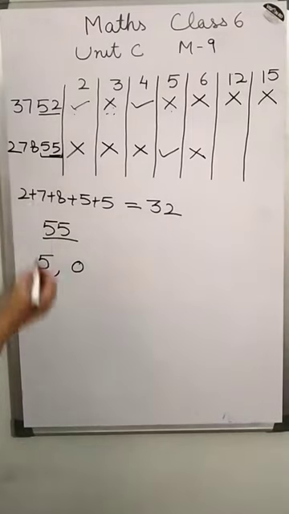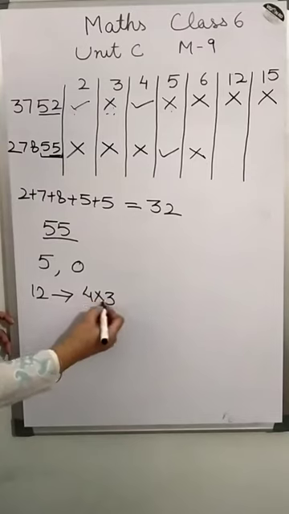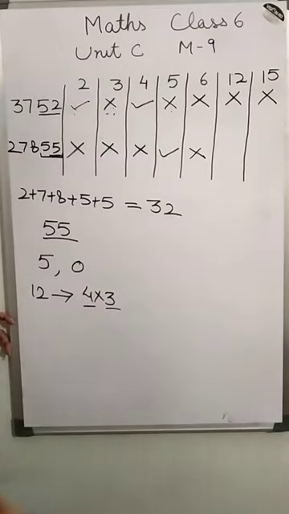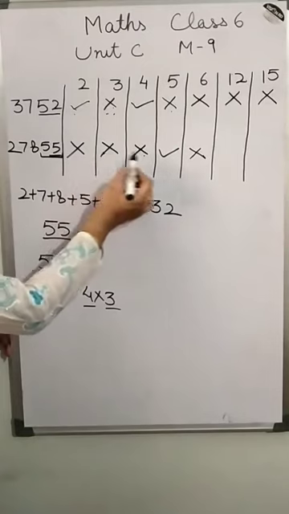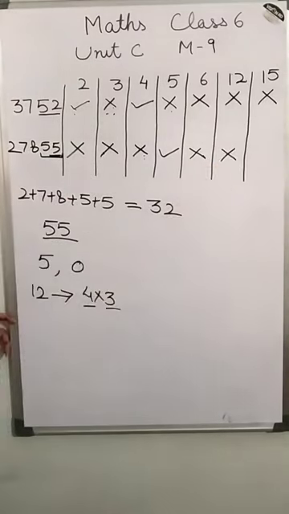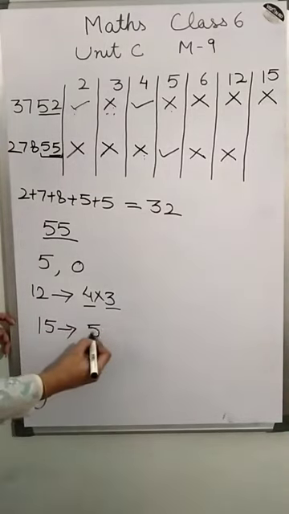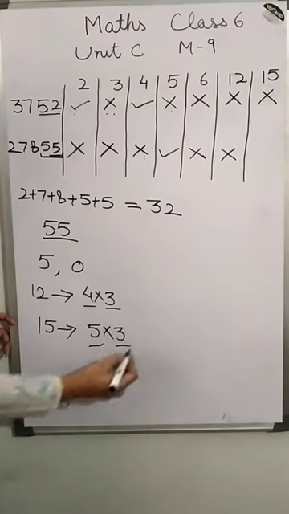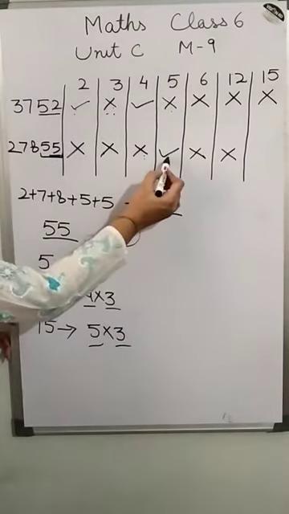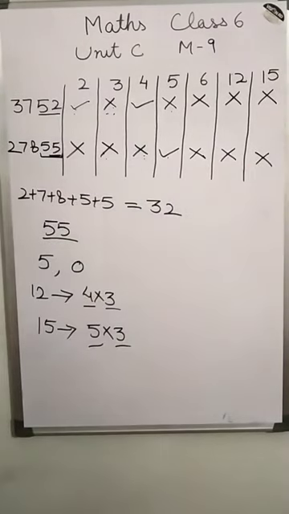For the divisibility of 12, see 12 is equal to 4 into 3. So it should be divisible by 4 and 3 both. Here it is not divisible by 4 nor by 3. So we can say it is not divisible by 12 also. 15 is equal to 5 into 3. It means it should be divisible by 5 and 3 both. Here it is divisible by 5 but not by 3. So we can say it is not divisible by 15 also. So in this way you can calculate which numbers a number is divisible by.